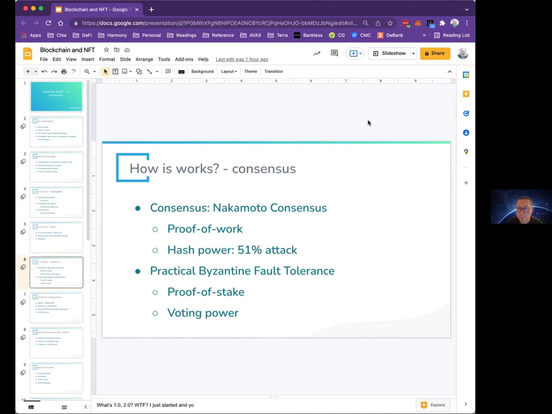Also, a quick question. How do you envision the future of blockchain and NFTs? It's not so much about how it's used now, but how do you envision it'll be used in the future?